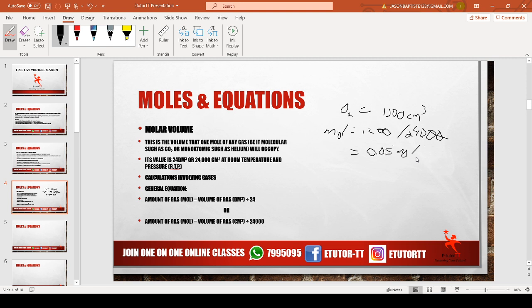So that's how many moles of oxygen occupies 1200 cm cube. Right, so we have that and we can move along now. Just remember, this is only at RTP, room temperature and pressure. Also, the value is usually in dm cube. We can convert to dm cube, or when working in cm cube, make sure all values match. So we have 24 dm cube, and that's how we work it out. The volume of the gas divided by 24 dm cube or 24,000 cm cube, depending if you're working in cm cube or dm cube. Let's move on.